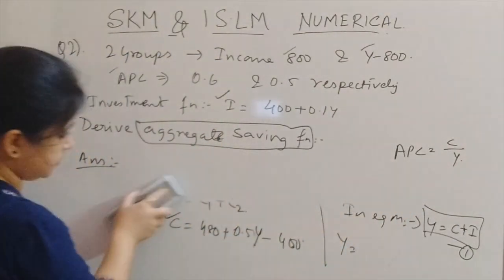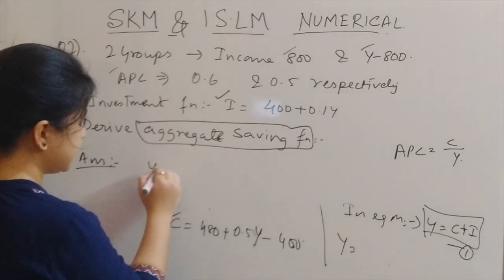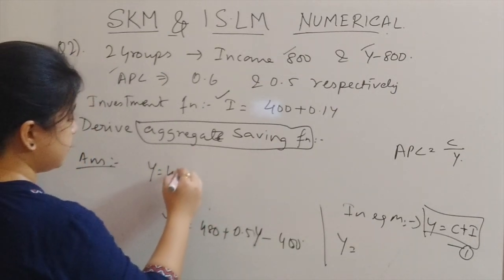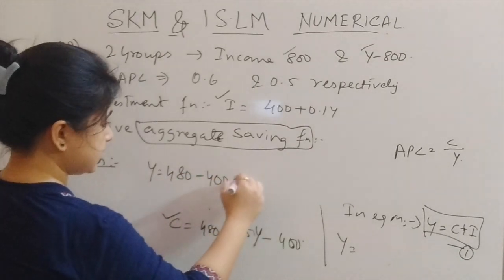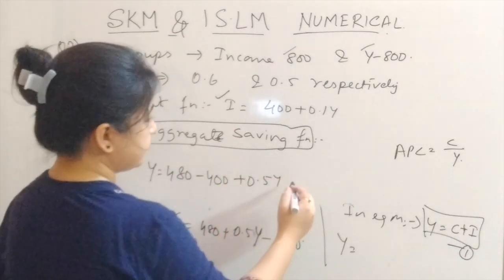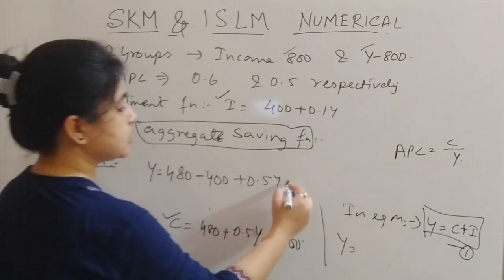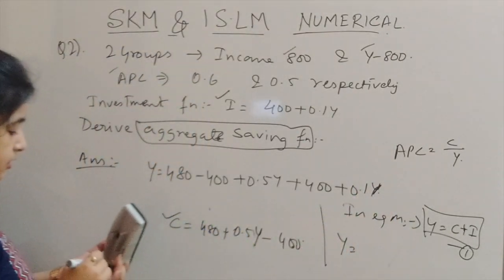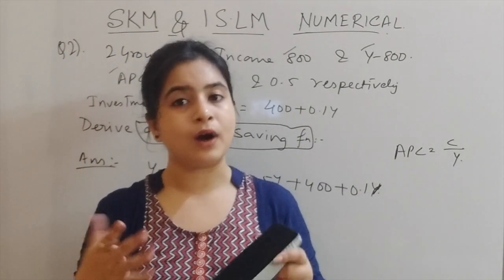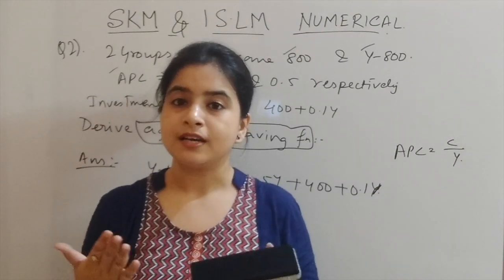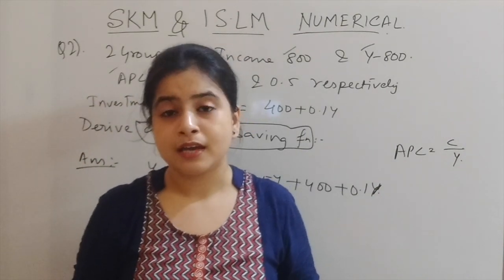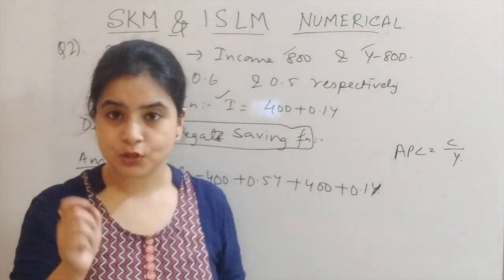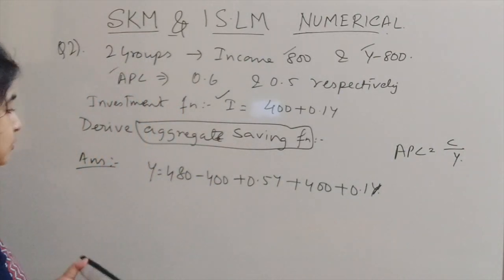So let's write it. Here Y equal to C, so this is 480 minus 400, 0.5Y, plus I, which is this one, plus 400, 0.1Y. Any of you thinking why we are doing this, why we need to find the value of Y in order to obtain the aggregate saving function? Well, keep watching. I'm sure you're going to get your answer in this procedure only.